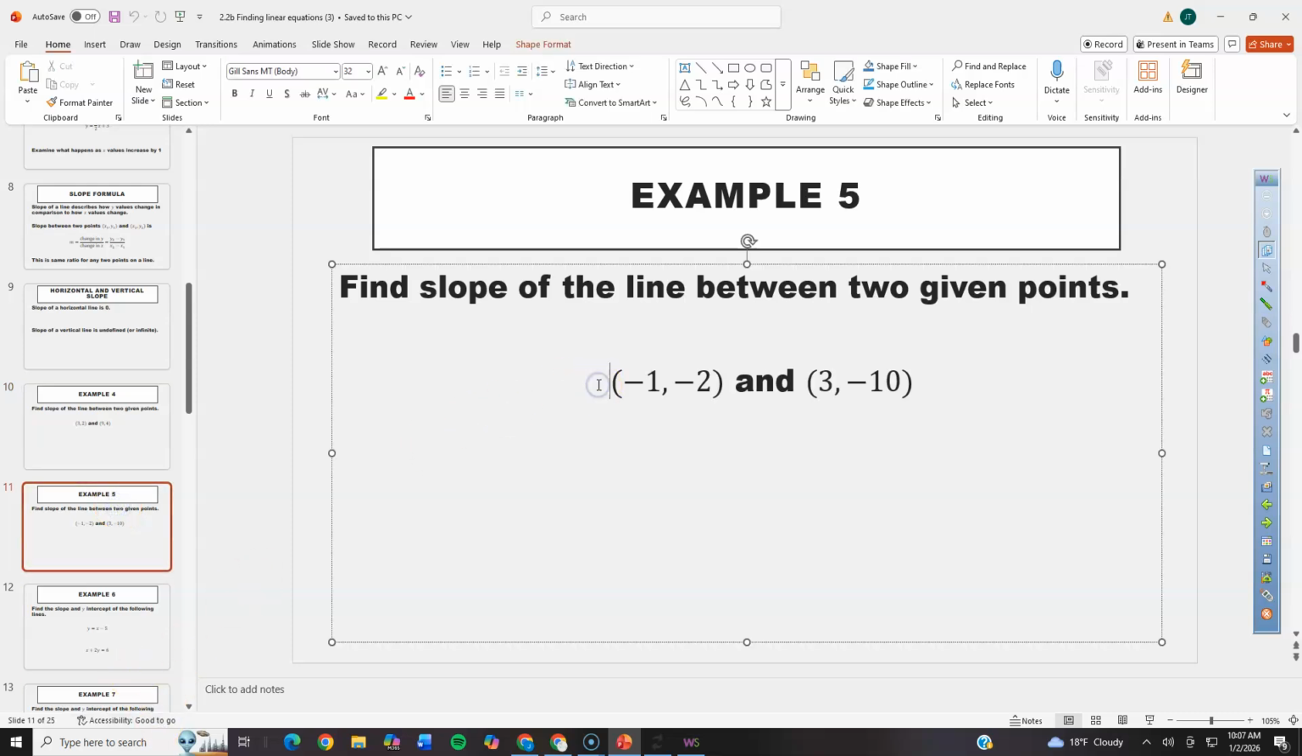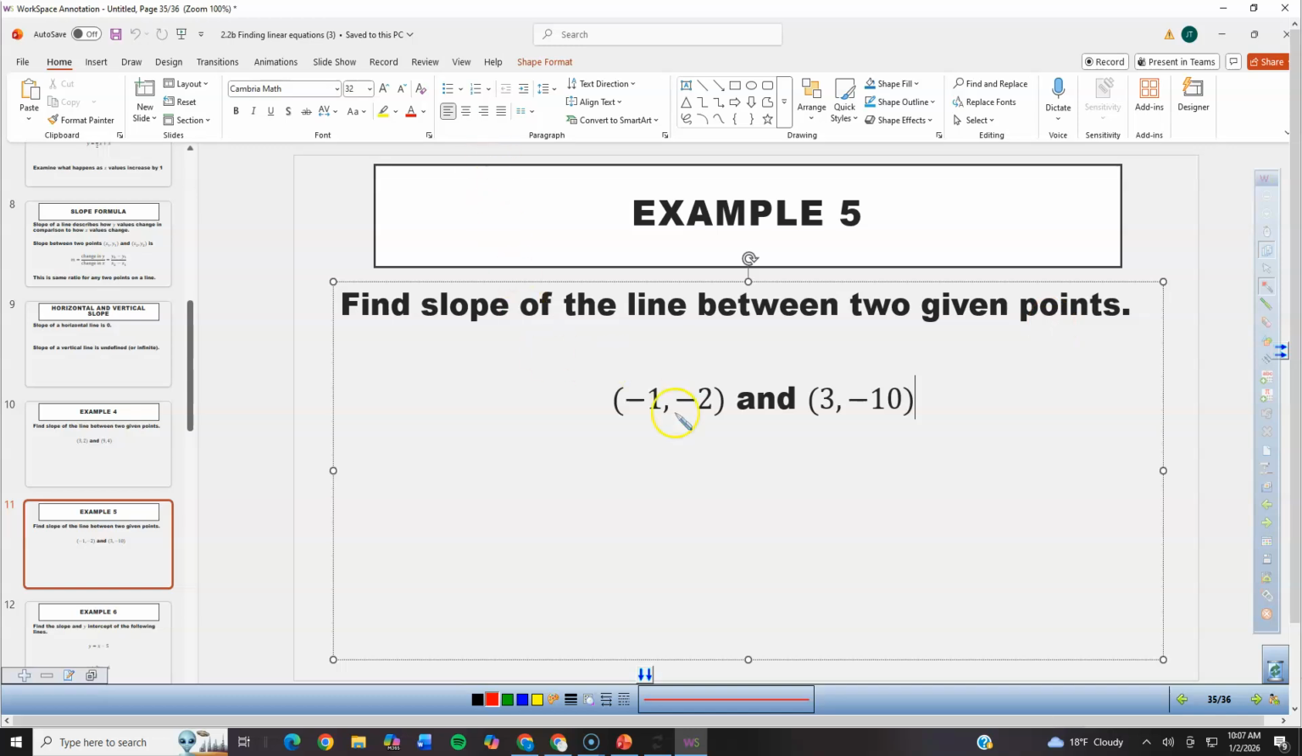All right, you guys try this one. Pause it, try it, and then I'll go over it. I'll show the work down below. 10 minus negative 2 over 3 minus negative 1. And that becomes negative 8 over 4, which is negative 2.